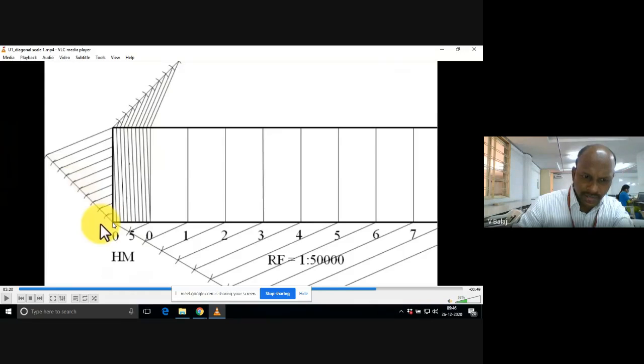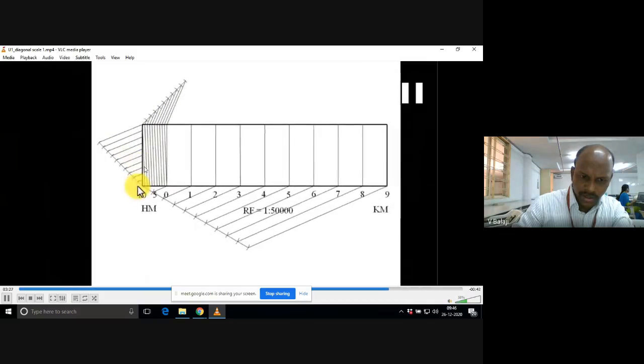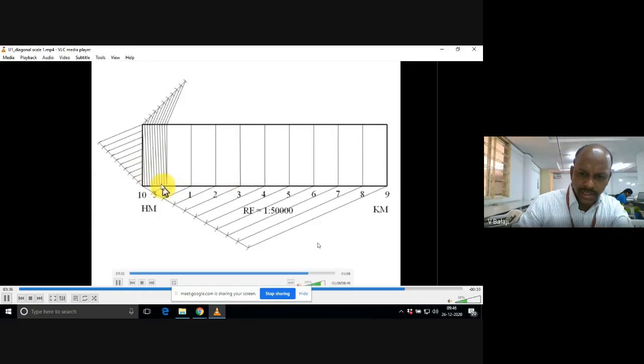Now mark these numbers. You can give the numbering system from bottom to top. Somewhere here you need to give 1 decameter, 2 decameter, 3 decameter, like that. You have to give the numbering system from bottom to top.